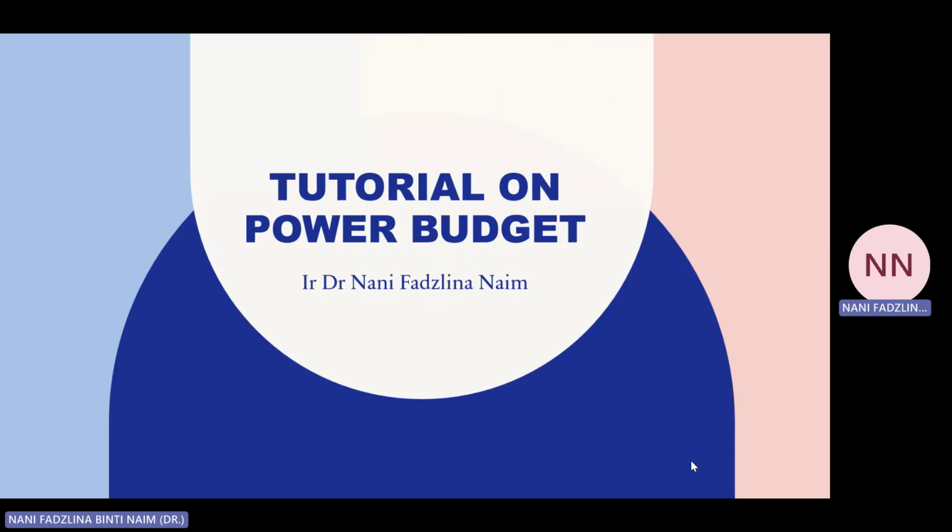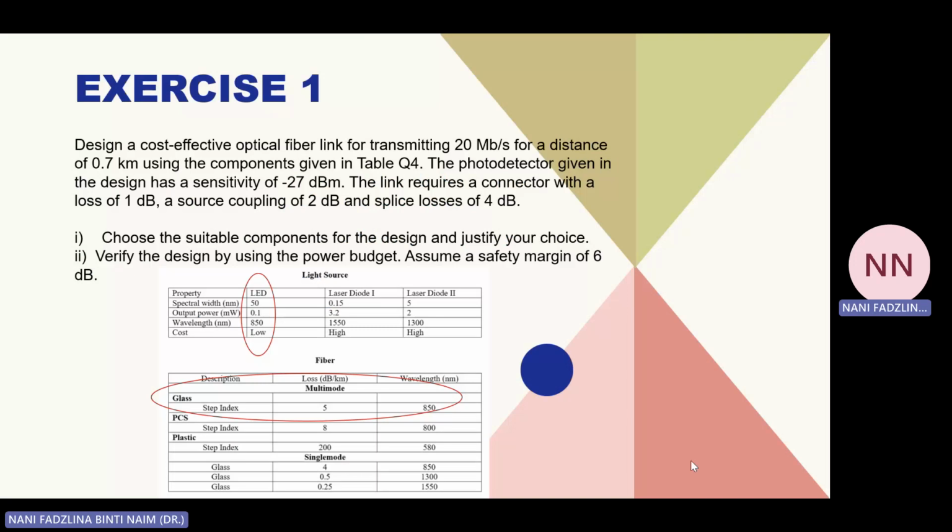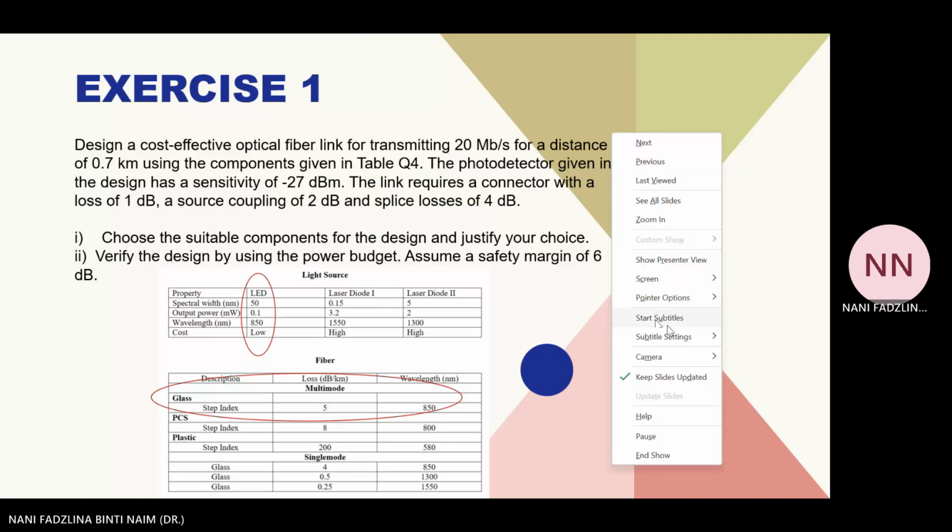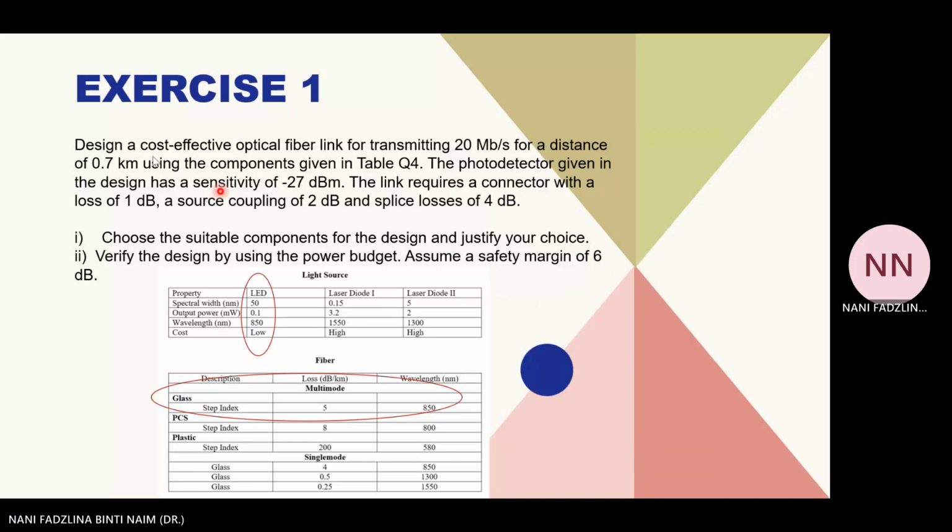Today I would like to explain regarding tutorial on optical power budget. Okay, let us first see exercise 1. Design a cost-effective optical fiber link for transmitting 20 megabit per second for a distance of 0.7 kilometer using the components given in this table. Okay, so this is the table.